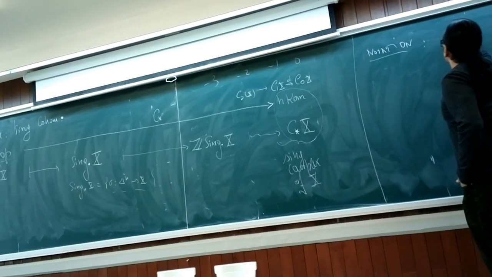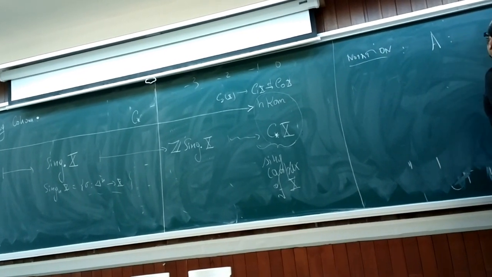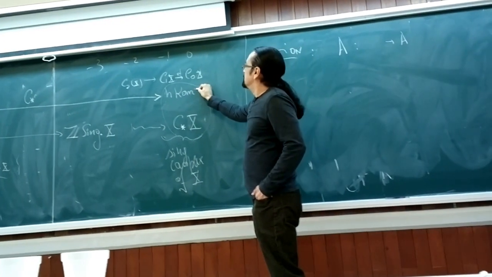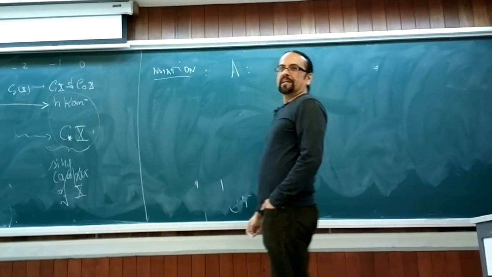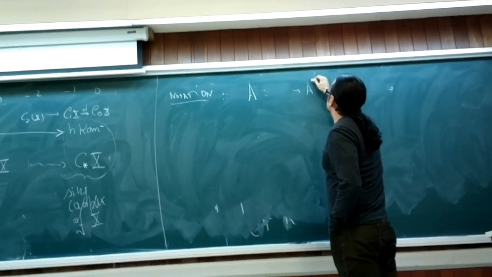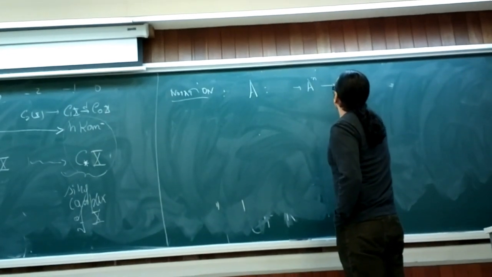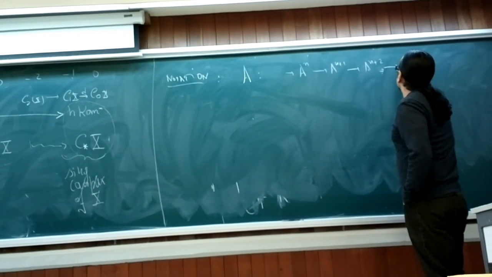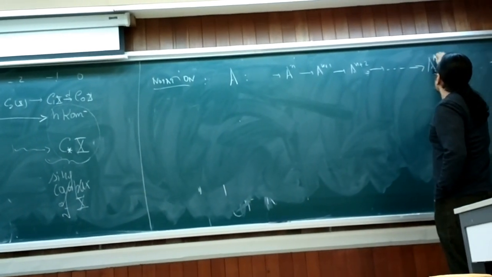So if you start with a complex A, and by A I mean, now actually I want this category, let's think about complexes that are bounded above, maybe. So in other words, A goes something like this: An, An plus 1, An plus 2, and it stops at some point.